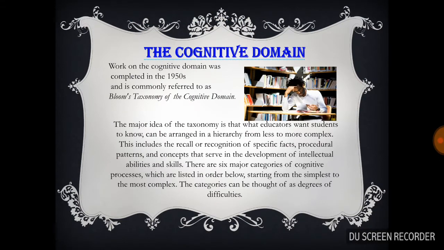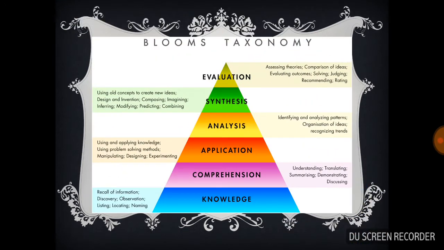So now the cognitive domain. Basically, the major concern of the cognitive domain is what the teacher wants the students to know and what the teacher wants the students to learn. These can be arranged from simpler to complex levels. It starts from the lowest level, that is remembering, and ends at the highest level according to Bloom, that is evaluation. There are basically 6 major categories. The 6 categories are knowledge, comprehension, application, analysis, synthesis, and evaluation.